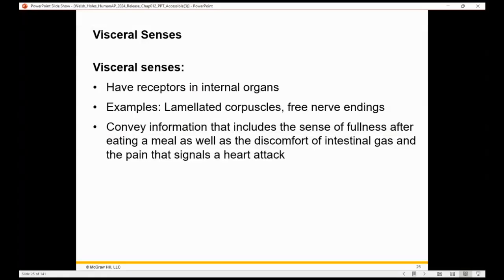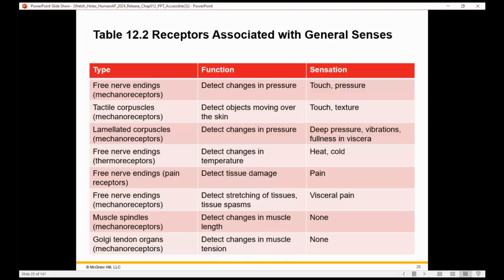The visceral senses. These have receptors in internal organs. Examples include lamellated corpuscles and free nerve endings. They convey information that includes the senses of fullness after eating a meal, as well as the discomfort of intestinal gas and the pain that signals a heart attack. Table 12.2 goes over the different receptors associated with general senses.